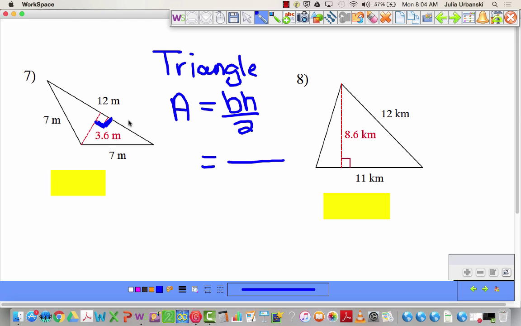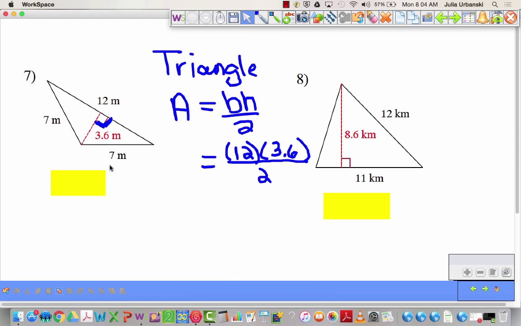12, 3.6, 12 times 3.6 divided by 2. Multiply that out and see what the area of that triangle is. Say again? Meters squared. If it comes out to be more than 2 decimal places, it's okay. I just rounded all mine to the nearest 10th.